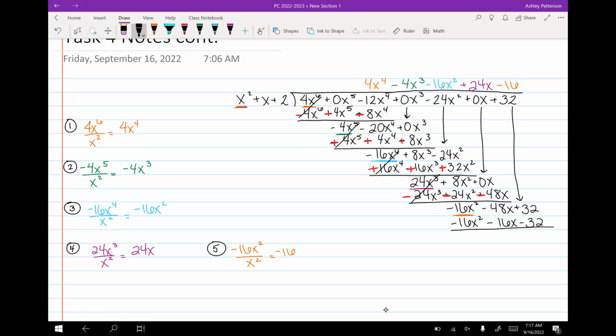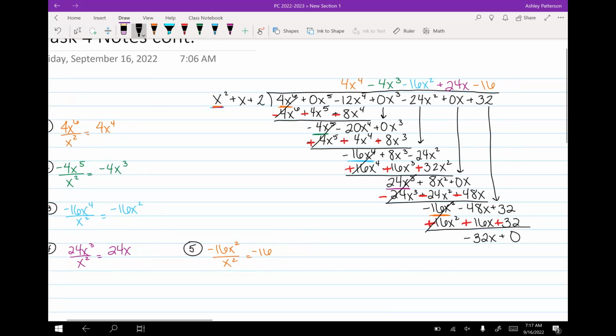Oh my, this is interesting. Why? It's not interesting, Patterson. It sure is. Okay, so we cancel out those first terms. We get negative 32x plus 0. What is this? Yep, this is our remainder. So we're going to write minus 32x over our divisor, which is x squared plus x plus 2.